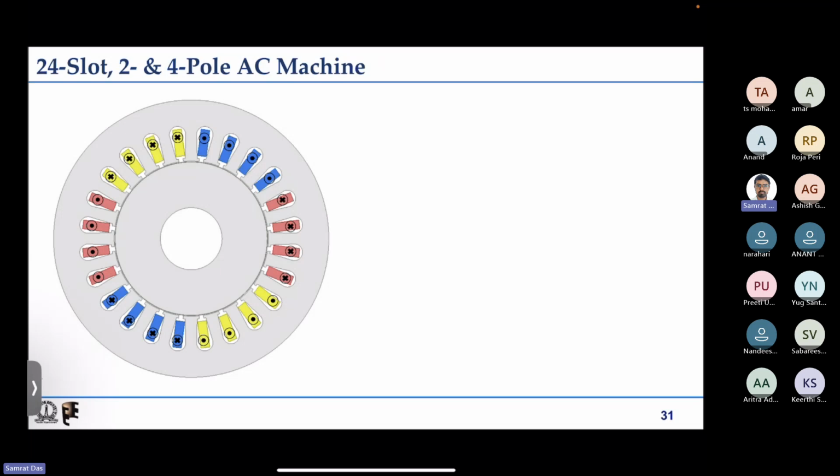So this is the construction for a four pole machine, where you can see that we have 24 slots. We have 24 slots, and the number of phases is three, right? So the slots per phase is basically 24 by 3, that is 8. So four slots we are filling with cross conductors, and four slots we are filling with dot conductors. That is what we are doing for realizing two poles.